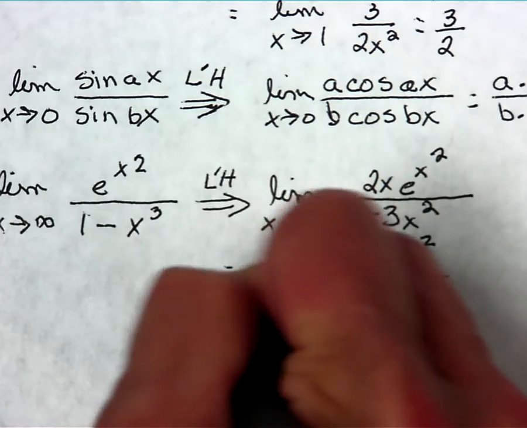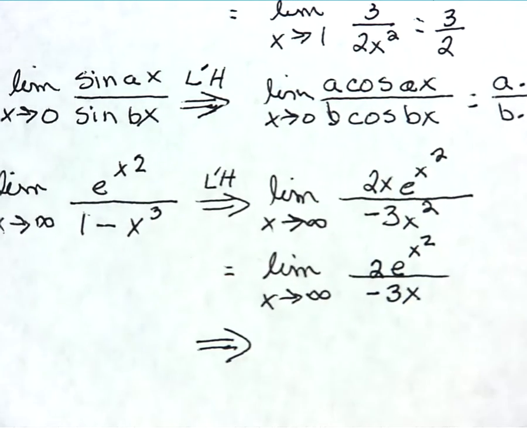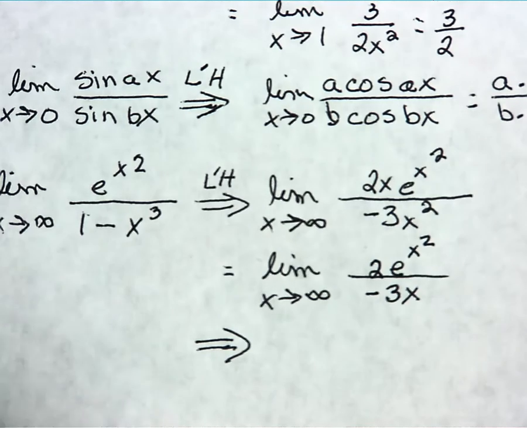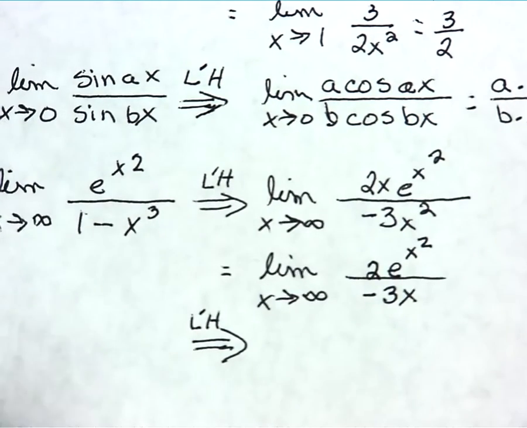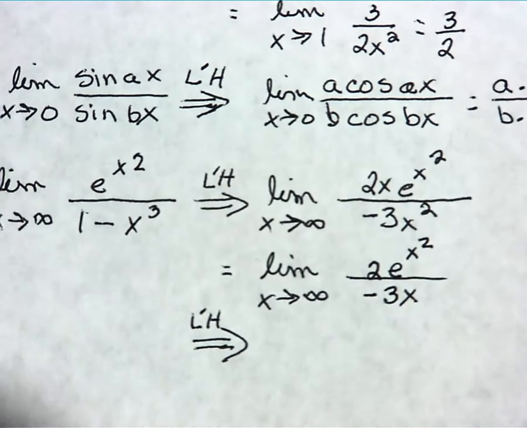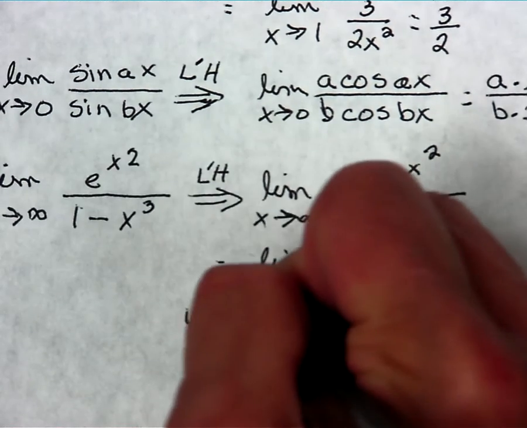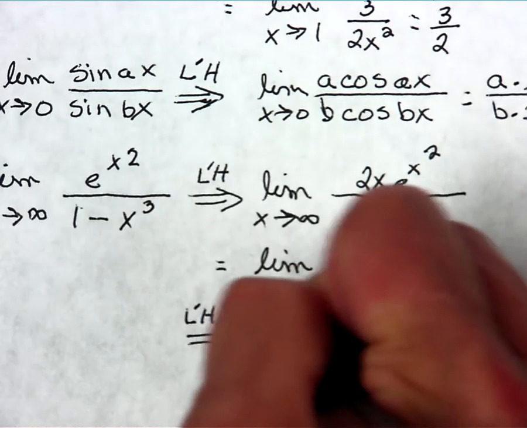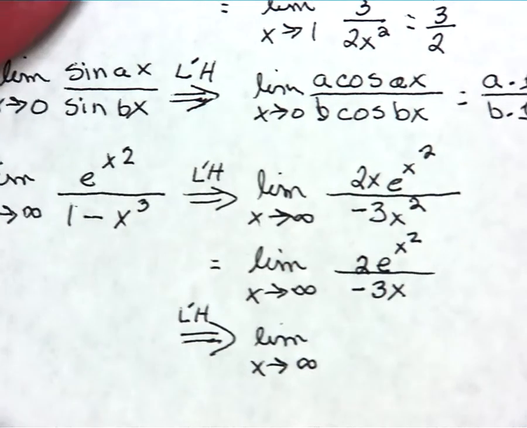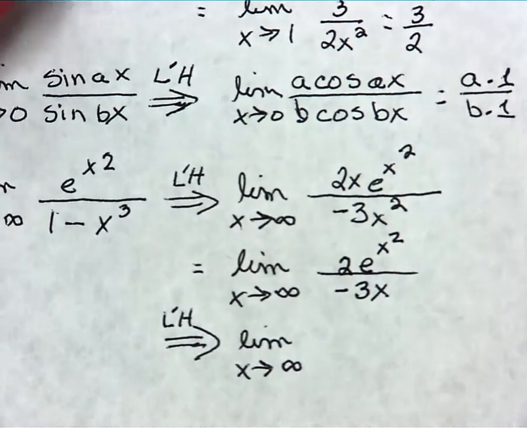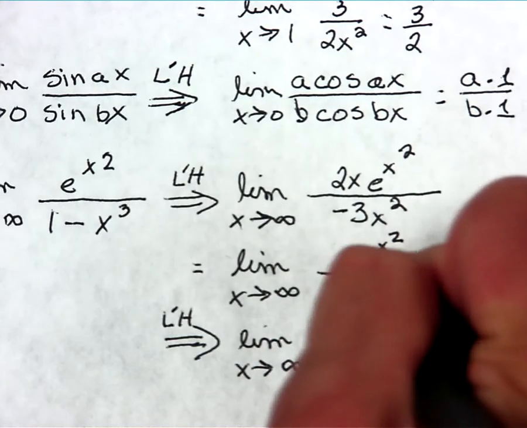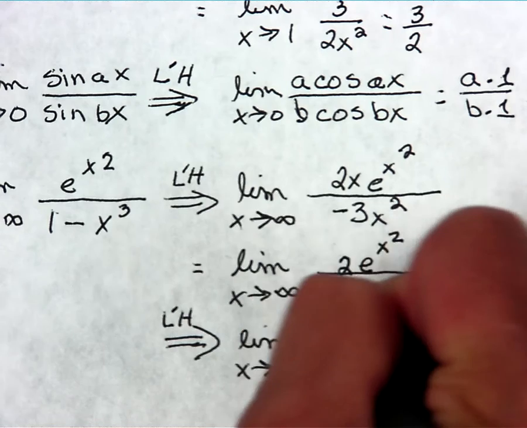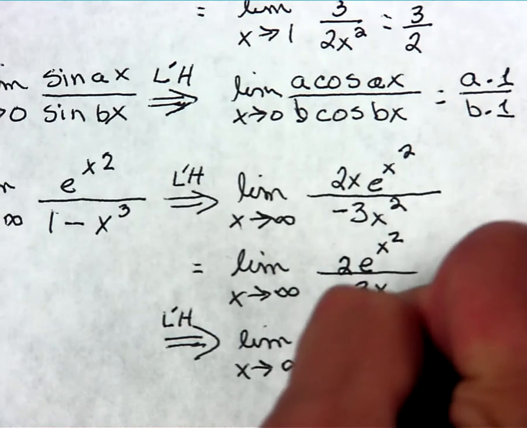Now, what we're saying is, I wouldn't have used L'Hopital's rule on this. I can see that it's going to negative infinity. But if some mean teacher says you must show your work, okay, fine. Then what happens if I take the derivative again? The derivative of the numerator would be what? 4x e to the x squared, and the denominator is now a constant.